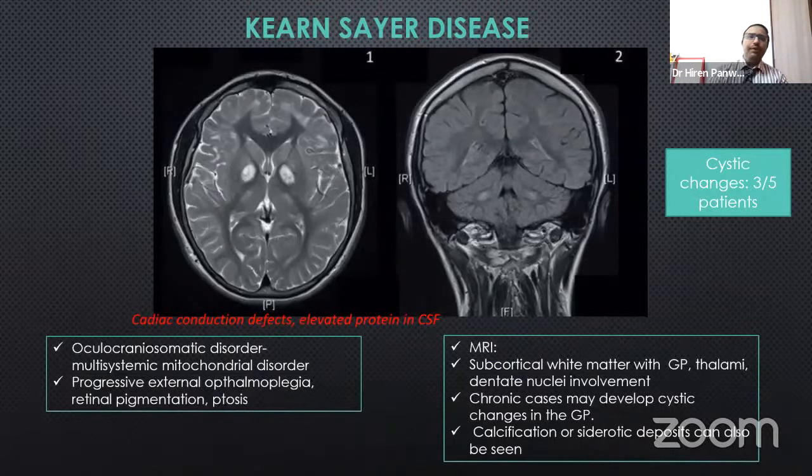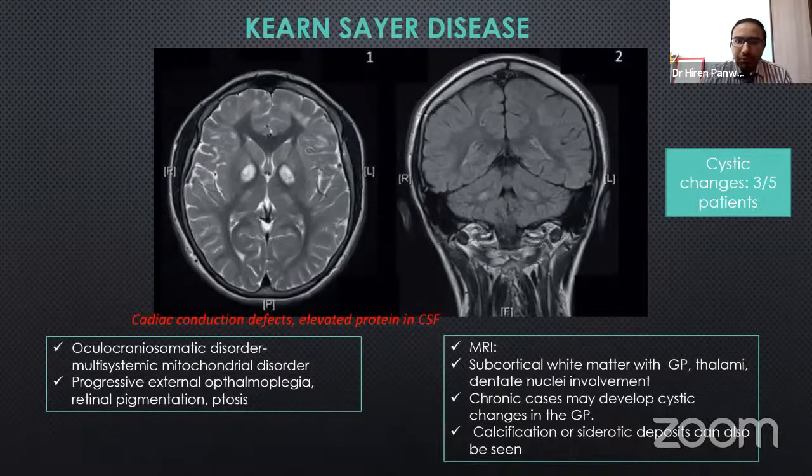Another condition which can cause symmetrical GP hyperintensity is Kearns-Sayre disease. This is very important to diagnose. We have to look carefully at the clinical history. When you have cardiac conduction defects and the patient is having an oculocraniosomatic disorder, for example progressive external ophthalmoplegia, with additional retinal pigmentation, then if you see this kind of subcortical white matter involvement with symmetrical GP involvement, and sometimes thalamus and dentate nucleus involvement, you can raise a possibility or add it to the differential diagnosis.